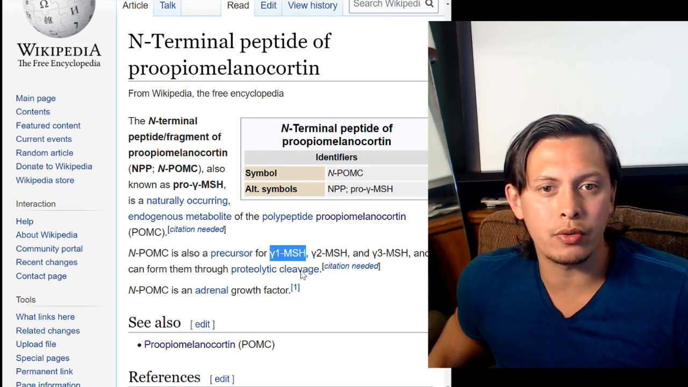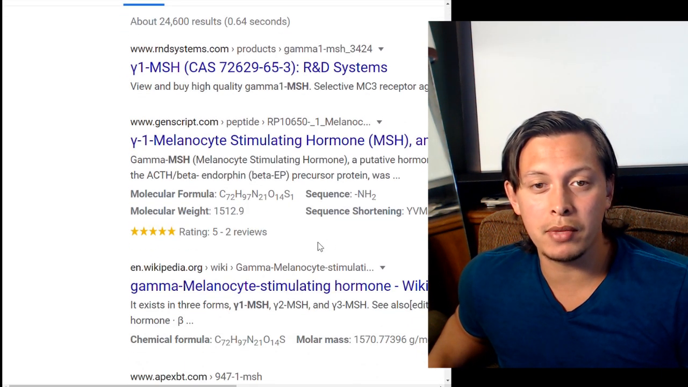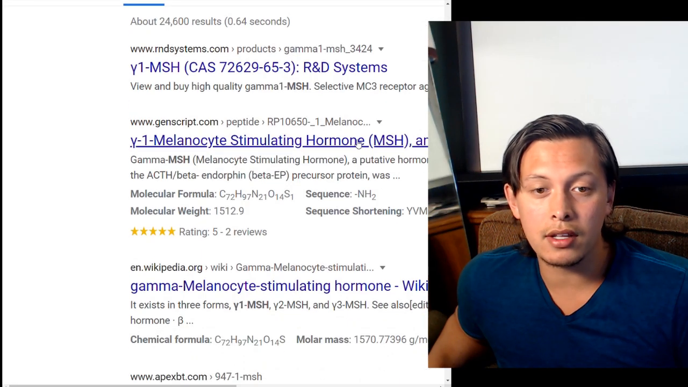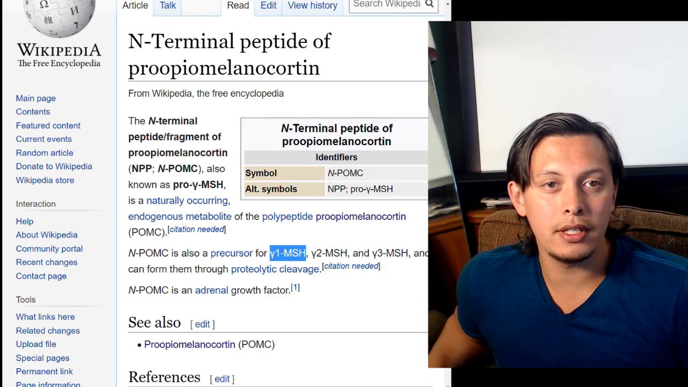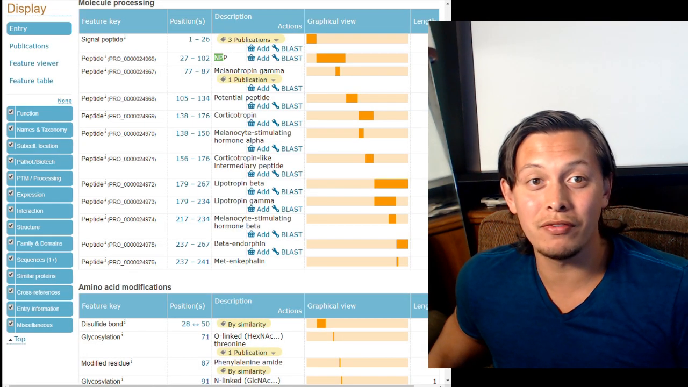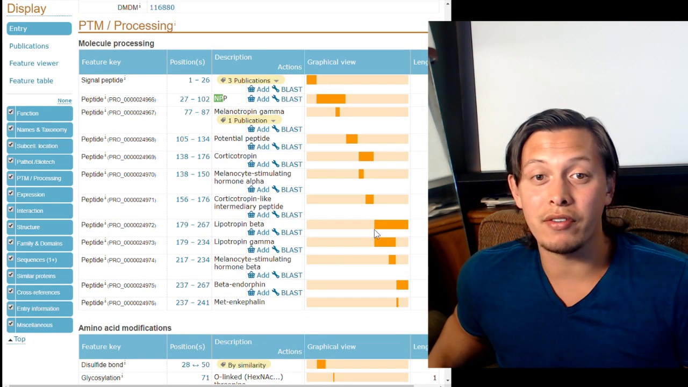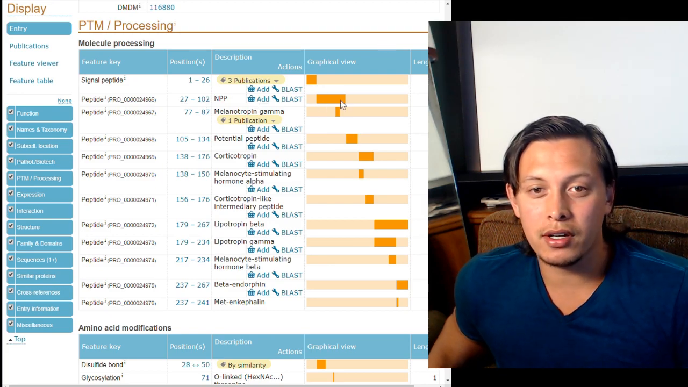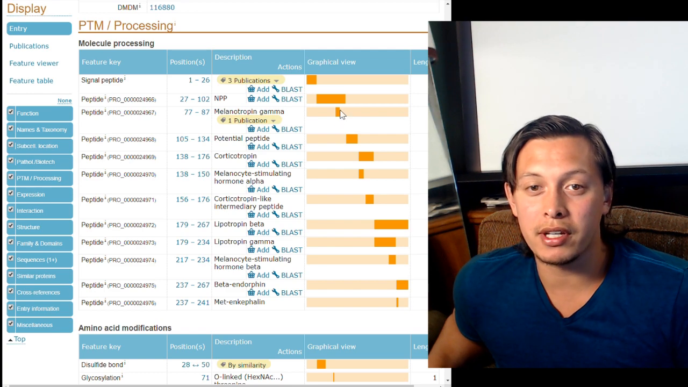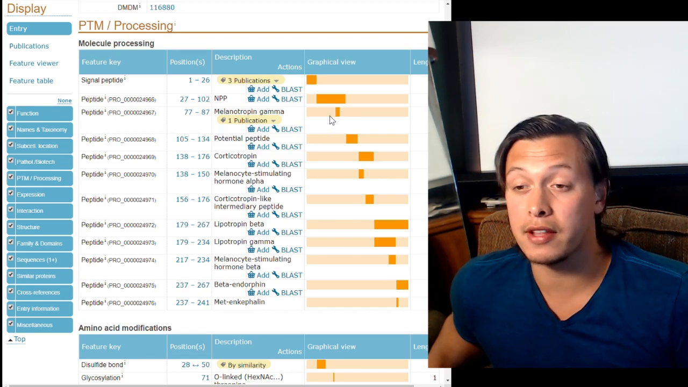So actually, I'm going to do a quick Google search to see if, oh, okay, so these are the melanocyte stimulating hormone pieces. Okay, that's good to know. As I said earlier, biochemists love their acronyms, and that makes it very difficult sometimes to keep track of everything. So here you can see the NPP, and it's this large thing. And then one of the sections here they say is melanotropin gamma. So it's one of the hormones that help stimulate the melanocytes, if I am understanding this correctly.